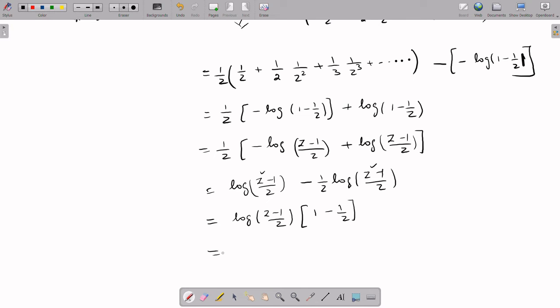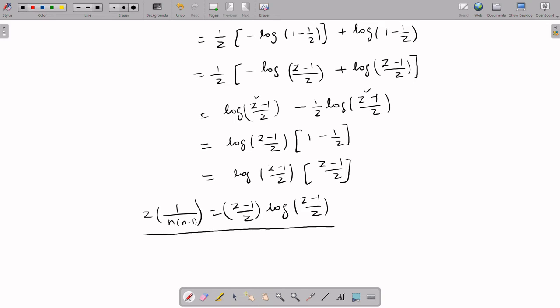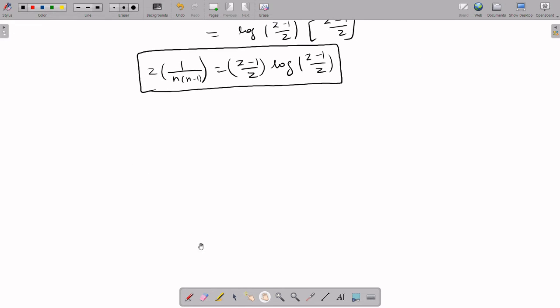Or you can have, when you're taking LCM for this, log of z minus 1 by z into, taking LCM, you have z minus 1 by z. Or you can write this to be z minus 1 by z into log of z minus 1 by z. This is the z transform of 1 by n into n minus 1 formula. Okay, this is your answer. And next we have to find out the next problem.